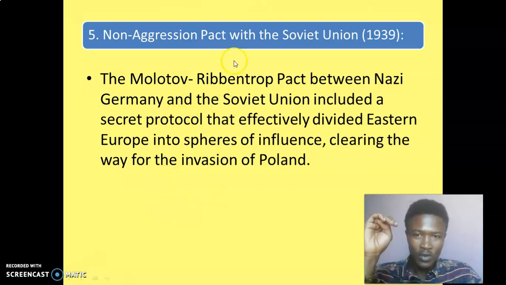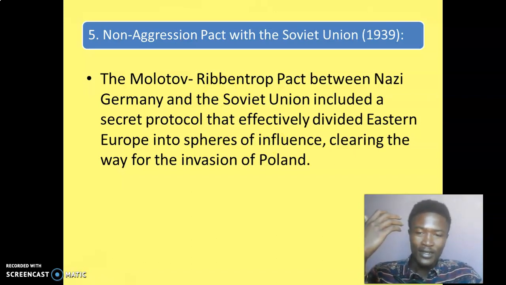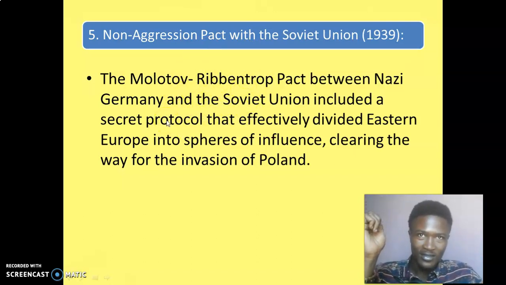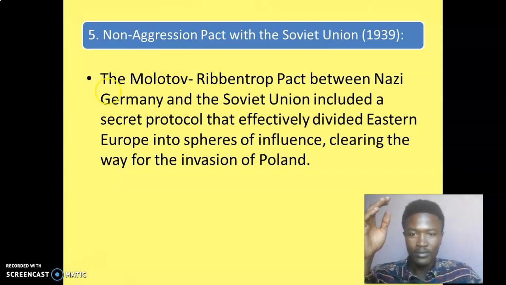So this non-aggression pact with the Soviet Union, in other words, is just Hitler and, I believe, Joseph Stalin signing the non-aggression pact, which was an agreement not to attack each other. So you see where this is leading. All right.